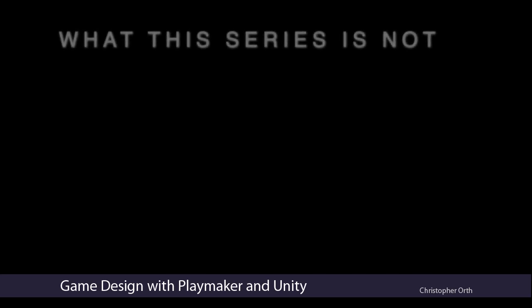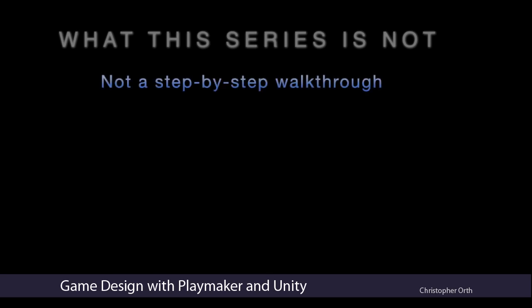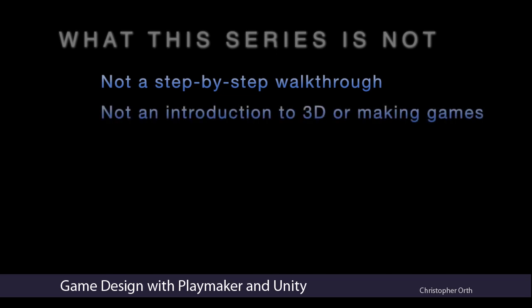While this series is a healthy exploration of Playmaker, it is not a step-by-step walkthrough of every feature. I assume you already have Playmaker installed, and I assume you have at least a basic understanding of how to get around in Unity. This is also not an introduction to 3D and making games. I assume you understand concepts like parenting objects, transforms, materials, stuff like that. You don't need to be an expert at these by any means to get a lot of value from these tutorials, but having a working knowledge of the basics will be very helpful.